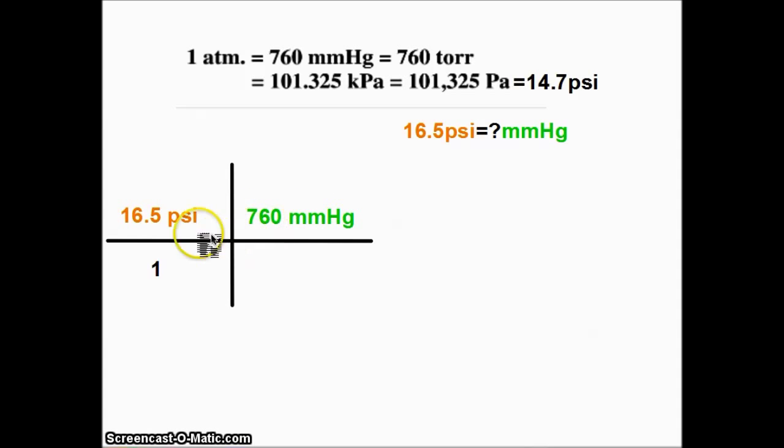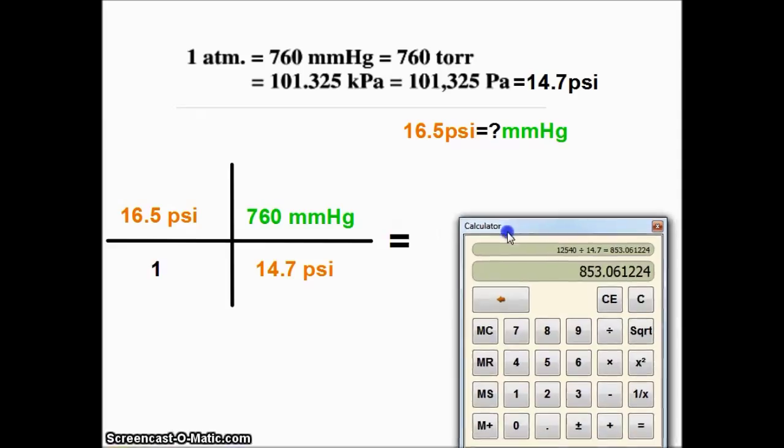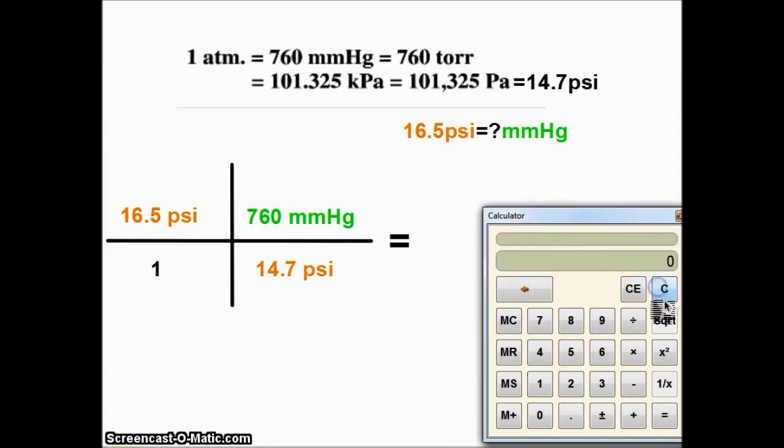Then we have to find whatever matches the unit of the given and its number. We have psi, so we're looking for psi here. We have psi right here. 14.7 psi would go right underneath here. So we want to know what this equals. We are going to multiply across the top. I'm going to get my calculator here. So we have 16.5 times 760 equals, and I get 12,540.